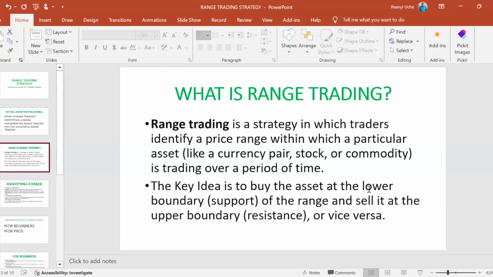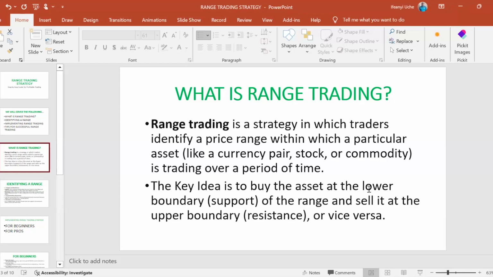So from what I have here, which if you Google, you might also find, range trading is a strategy in which traders identify a price range within which a particular asset, like a currency pair, it could be a stock, a cryptocurrency, or a commodity, is trading over a period of time. The period of time could be 5 minutes, 1 minute, 30 minutes, 1 hour, 4 hours, 1 day, 1 week, and so on.